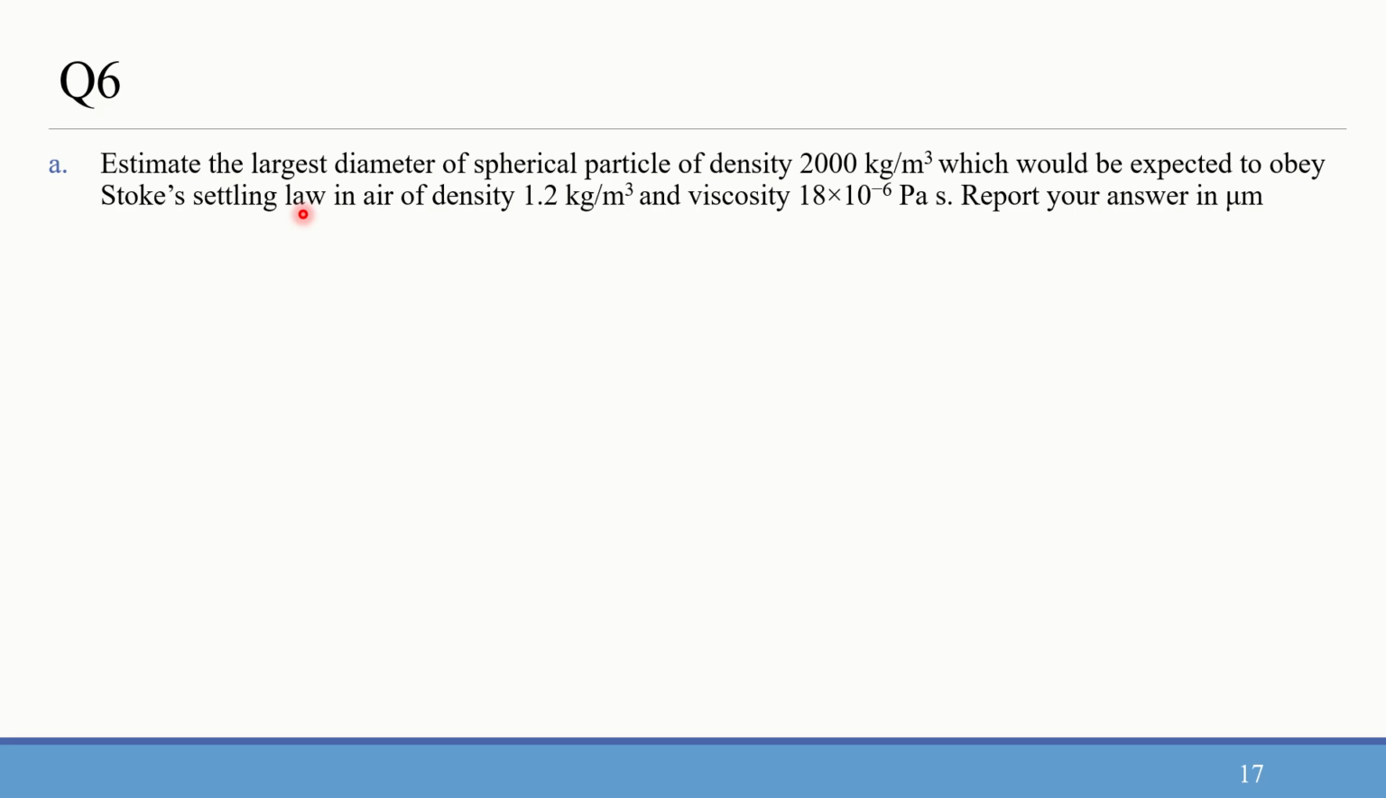So generally, in the Stokes regime we use Vt is equal to (rho p minus rho f) into g into dp square by 18 mu. So that is the formula. In that formula, what do we know?